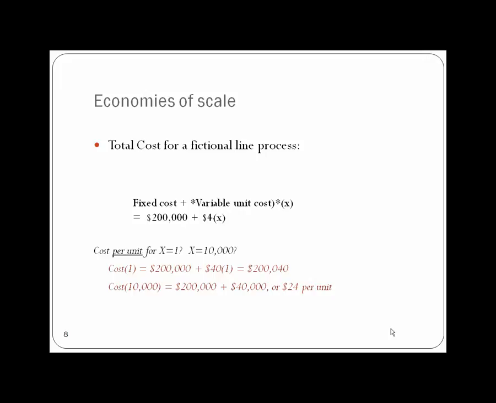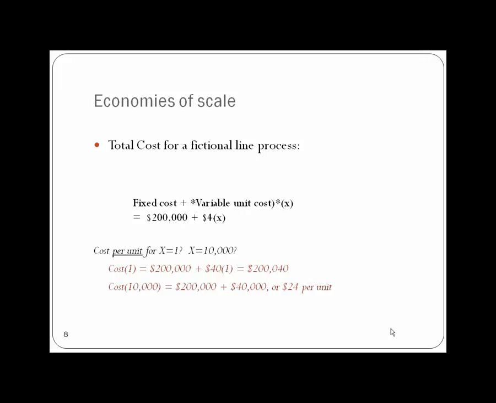The variable cost, on the other hand, does go up or down based on the level of production. Classic examples of variable cost are materials used. So let's suppose we have the total cost for a fictional line process, and it's expressed as a fixed cost of $200,000 plus $4 in variable costs for each unit we make. And again, in this particular case, maybe that variable cost includes materials and labor, maybe includes some other things.